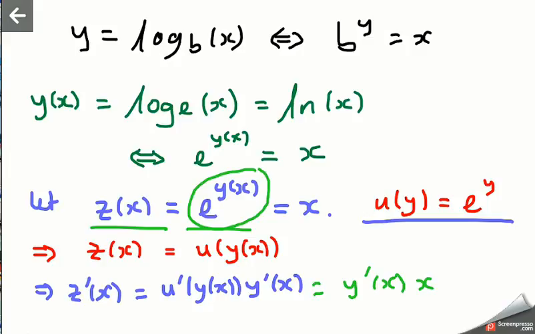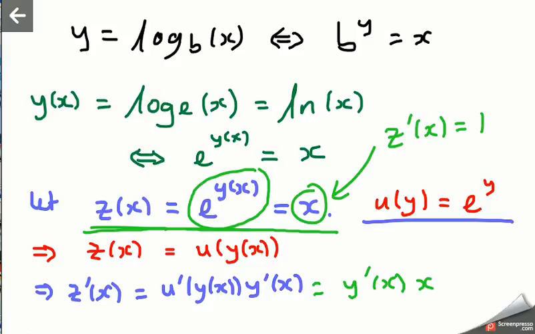Well, that's all fine. We also know that z prime of x is equal to 1, because z of x equals e to the power of y of x, which equals x, and so z prime of x has to be 1, because x changes at a rate of 1 unit per 1 unit. So z prime of x equals 1, and therefore y prime of x times x is equal to 1. That gives us the answer we're looking for: y prime of x is equal to 1 divided by x. And that's the derivative of the natural logarithm function.